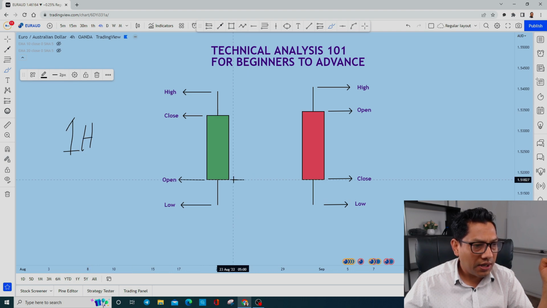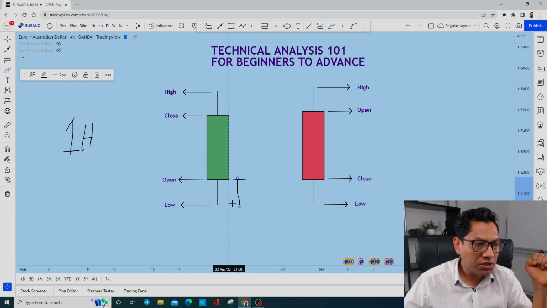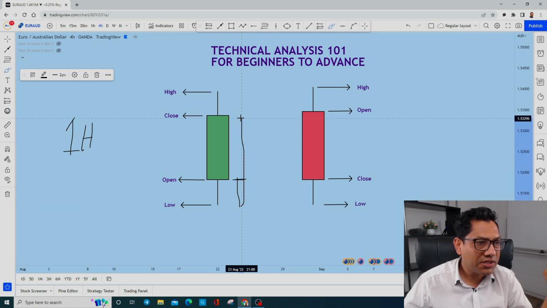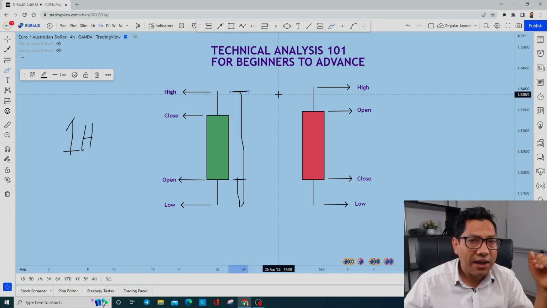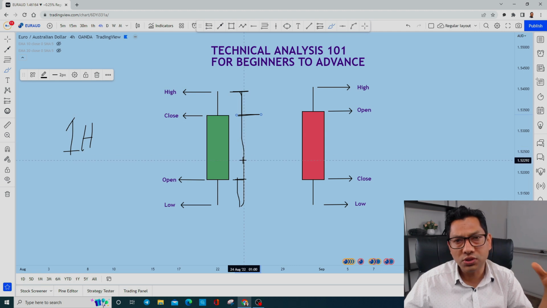opened at the starting of the hour, and then as soon as the market opened, some sellers came in the market, they sold the market, pushed the price. This is the lowest possible price in that period of time, and the buyers pushed the price high, well above to this level. This is the highest possible price in that hourly period, and at the end of the hour the price came here and the candle closed in this zone.